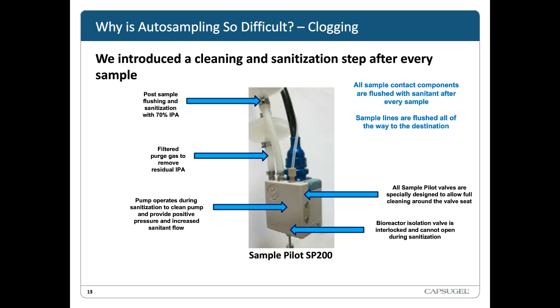But we still realize we have to flush. That's one of the reasons we flush with alcohol. We flush all the contact components and all the sample lines every time with alcohol, and then blow them dry afterwards. So that's been a major step toward resolving clogging issues.